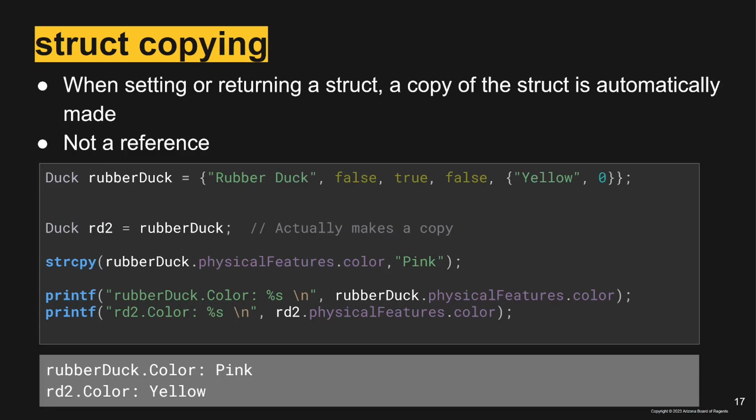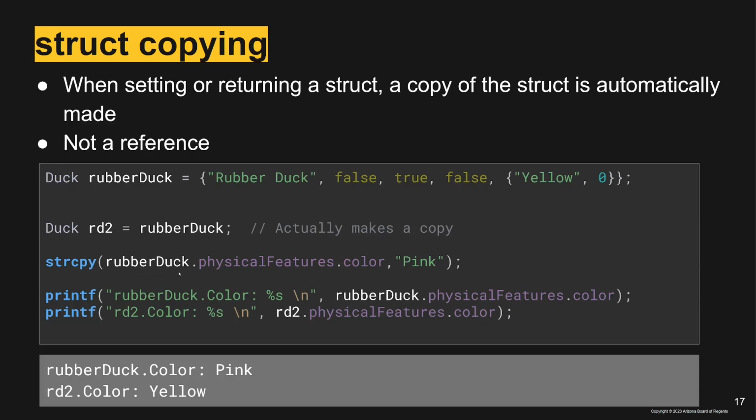Copying a struct works differently than copying an object in Java. When you set a struct equal to another struct, it makes a copy. It does not make a reference. In this example below, we set up rubber duck, and then we set rd2 equal to rubber duck. This makes an actual copy in memory. There are two instances now in memory. There's no reference from one to the other.